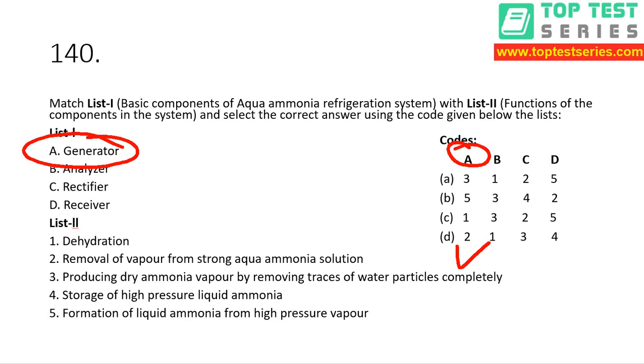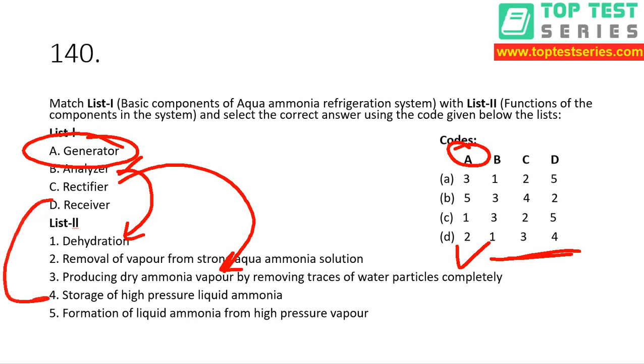Now look at the options we have been given. For any examination, my dear, if you are confirmed this one is correct, you don't need to look at the others because this is the unique one you got. So automatically option D is the correct answer. So you will save a lot of time. Now what is the analyzer doing? It is doing dehydration. What is the rectifier doing, my dear? That is producing dry ammonia vapor by removing traces of water particles completely.